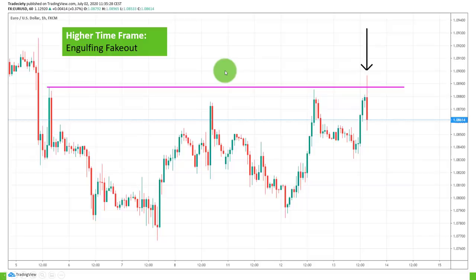And we are starting with a higher time frame perspective. This is the 60-minute chart. We will also have other examples later on in this video where we use the 4-hour, the daily, and other time frames as the higher time frame perspective.